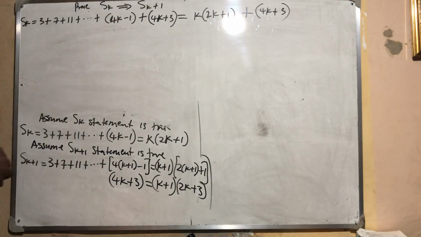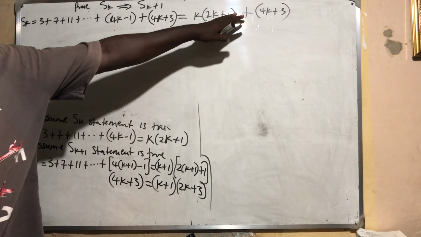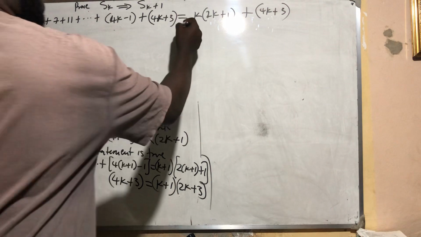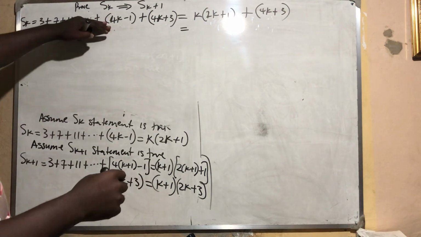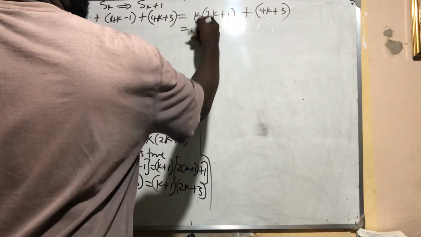You see? So once you have added this left hand side to both sides of this Sk, just keep solving the right hand side till you get this side. But please be repeating this thing. I don't have that time.